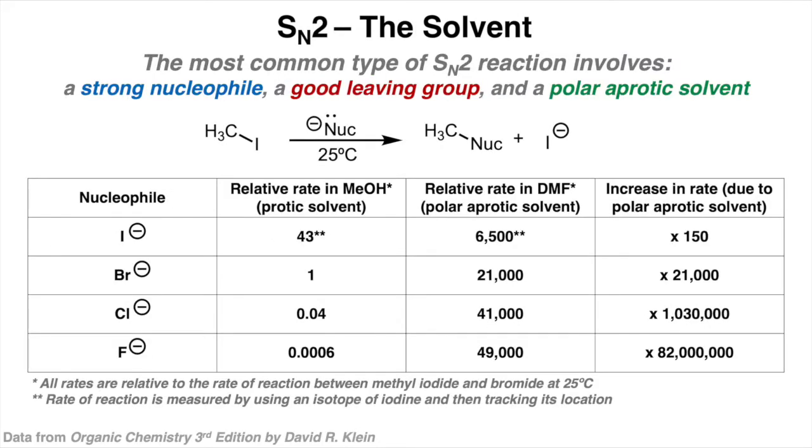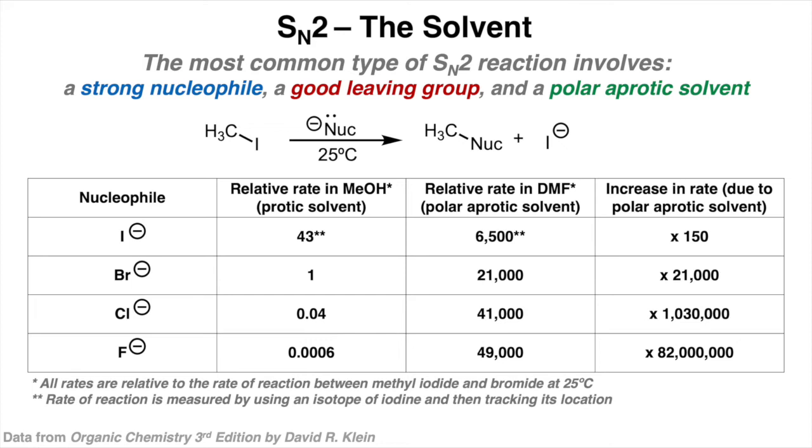So, how do solvents play a role in SN2 reactions? Well, the most common and most reactive type of SN2 reaction involves a strong negatively charged nucleophile, a good leaving group, and a polar aprotic solvent.